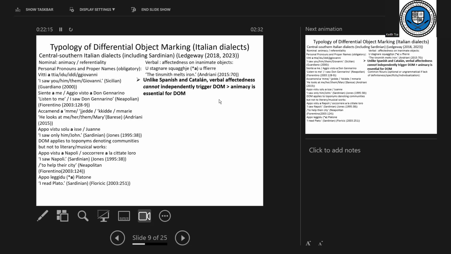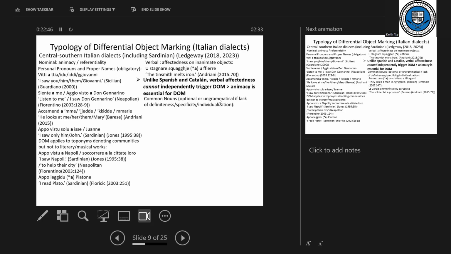So we can say "Apple visto a Napoli" or "soccorrere a la città loro". But different to Spanish on the previous slides, we cannot say "legge a Platone". So the extended animacy can apply to communities, not to literary works. Also, common nouns.